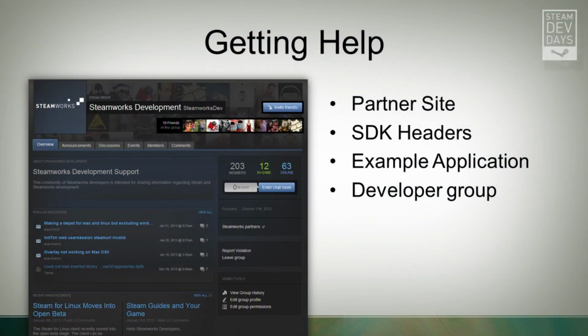In addition to Steam Dev Days, there's quite a few ways to get help with Steam. So the first is on the partner site, there's a set of documentation that describes all the Steam features and also some best practices and tips. So that's a good place to start for documentation. In addition, the Steamworks SDK has a number of C++ headers which have pretty detailed documentation on each method. So as you're developing, it's a good place to just switch over to the Steam header, and then you can get a little bit more information about the functions you're calling.